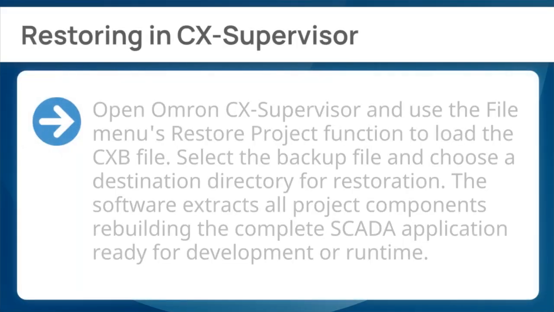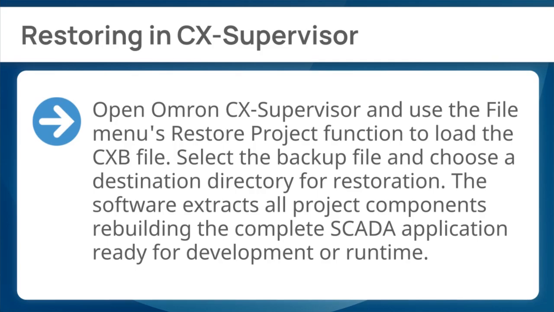First, restoring in CX-Supervisor. Open Omron CX-Supervisor and use the File menu's Restore Project function to load the CXB file. Select the backup file and choose a destination directory for restoration. The software extracts all project components, rebuilding the complete SCADA application ready for development or runtime.